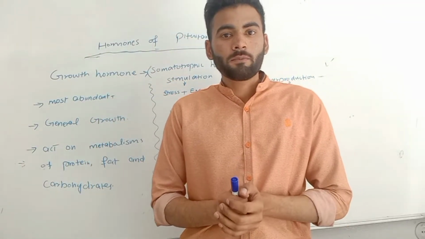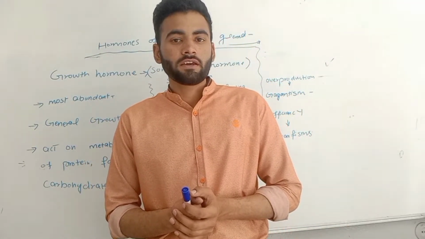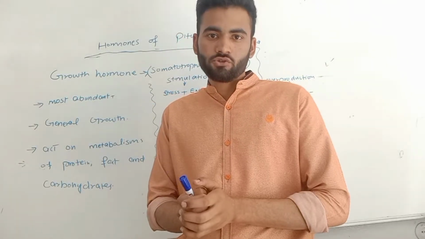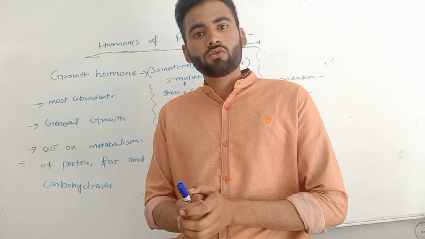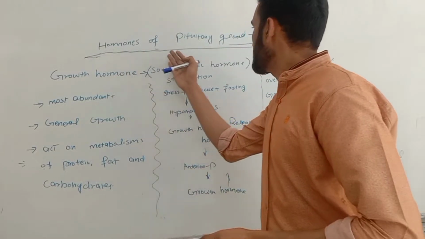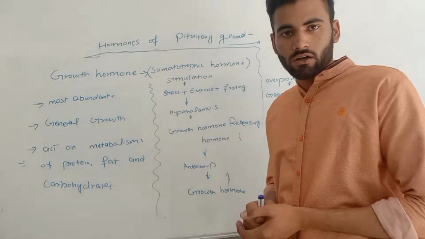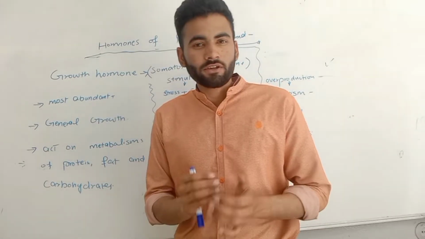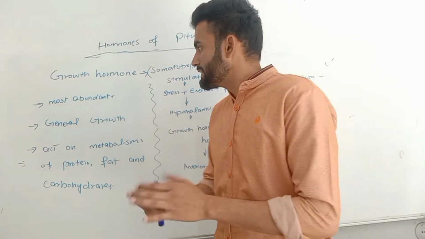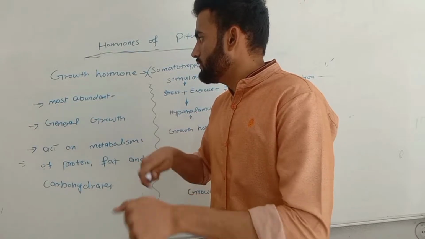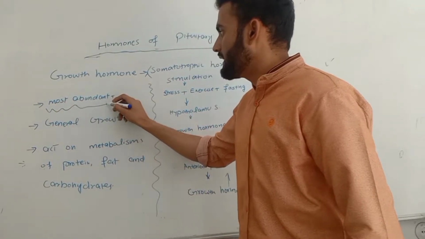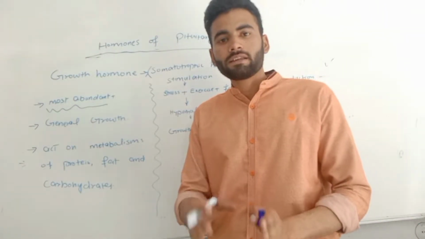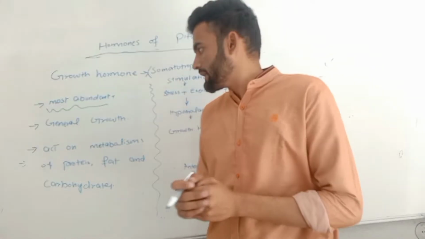Now let's talk about the first hormone secreted by the anterior lobe of the pituitary gland. That is the growth hormone. We also call it the somatotrophic hormone. This is the hormone secreted by the anterior lobe of the pituitary gland, and it is the most abundant hormone secreted by the anterior lobe.